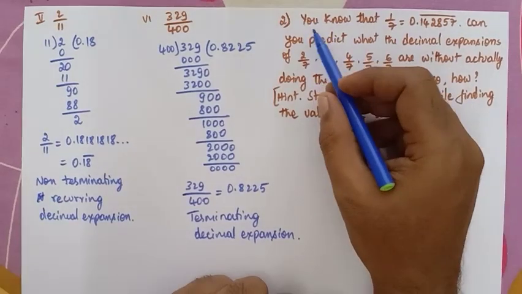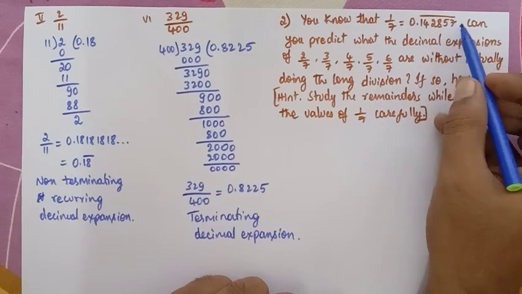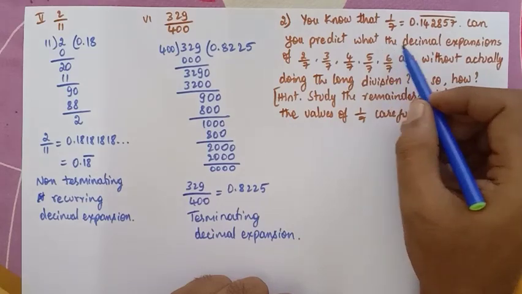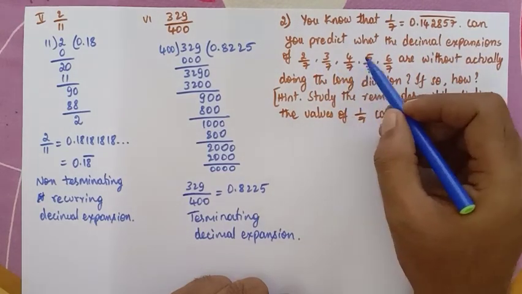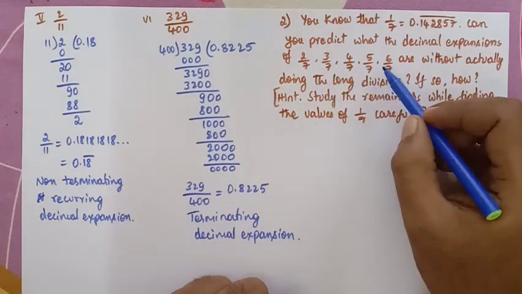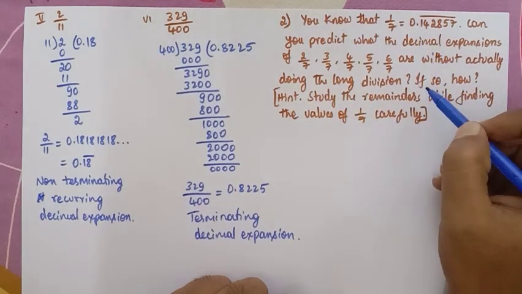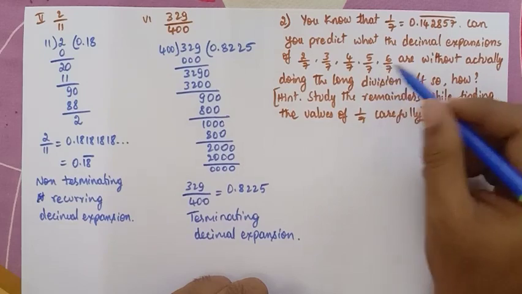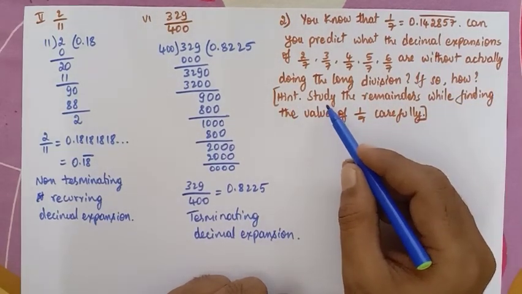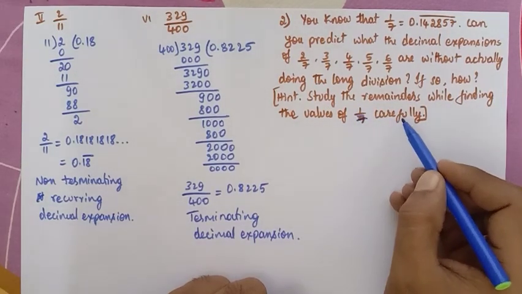Second one, you know that 1 by 7 is equal to 0.142857 bar. That means this is the repeating part. It completely repeats again and again. So next, can you predict what the decimal expansions of 2 by 7, 3 by 7, 4 by 7, 5 by 7, 6 by 7 are? We have to find the decimal expansion of these numbers without actually doing the long division. If so, how can we predict them? A hint has been provided for us: study the remainders while finding the value of 1 by 7 carefully.